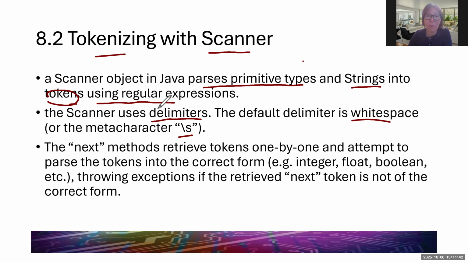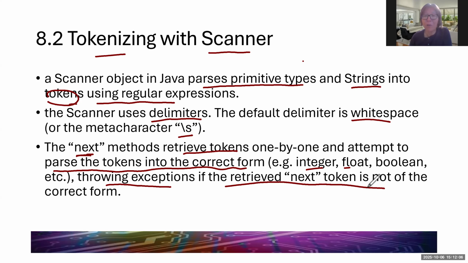After you specify the delimiter, the scanner will use the next method to retrieve the tokens one by one. It will then attempt to parse the tokens into the correct form, primitive types like integer, float, boolean. It can also throw an exception if the retrieved next token is not in the correct form. So this is the general idea about scanner.